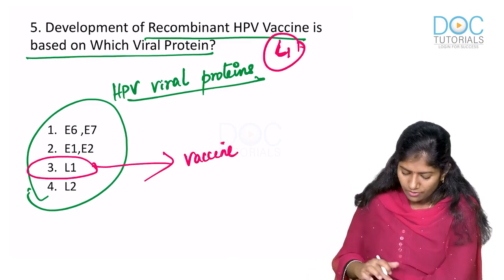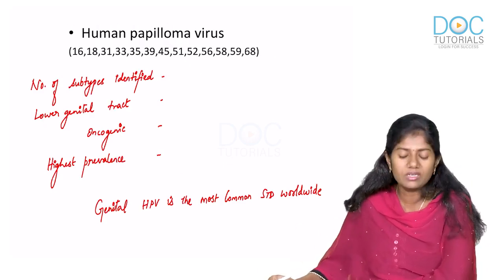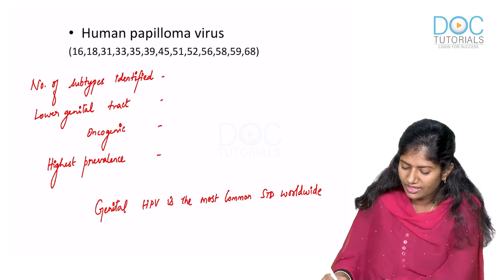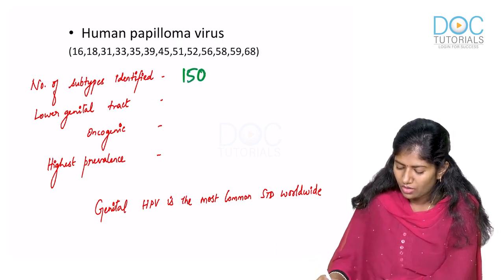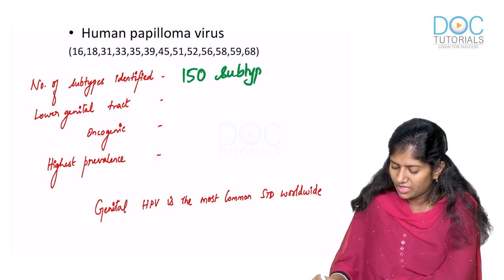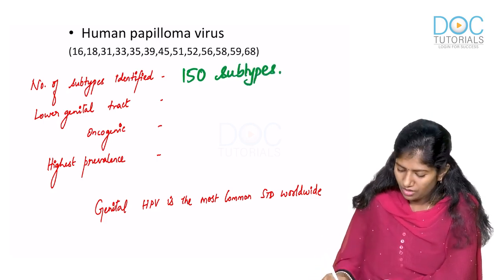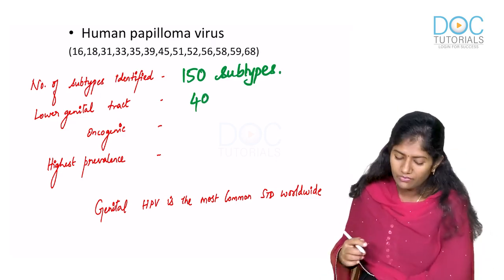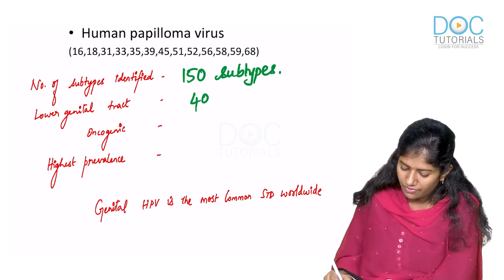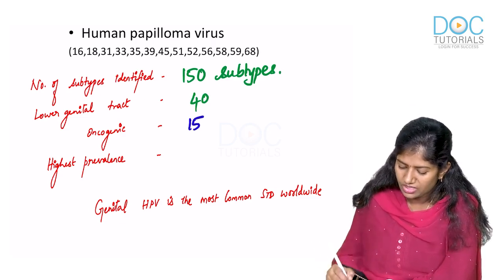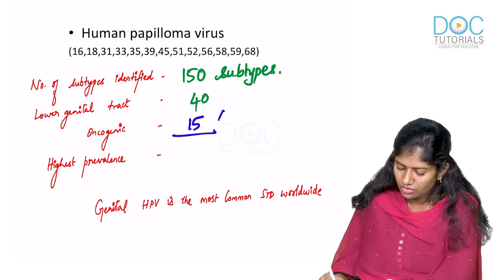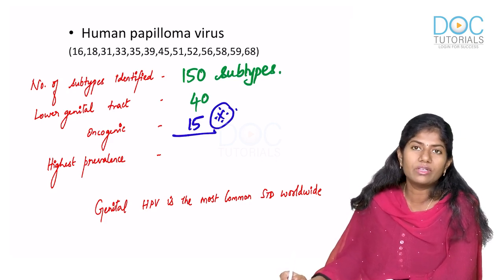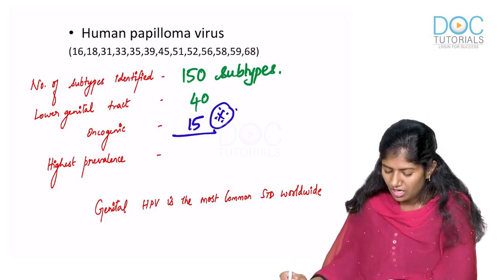Subunit. Few more points on the HPV virus, I'll tell you. How many subtypes have we identified till now? We have identified 150 subtypes till now, out of which 40 infect the lower genital tract, out of which 15 are oncogenic strains.